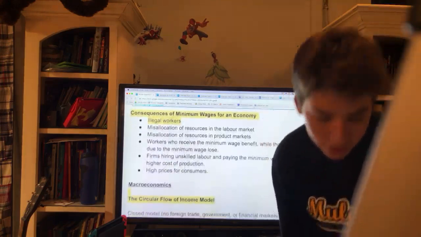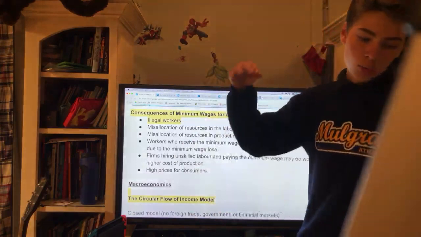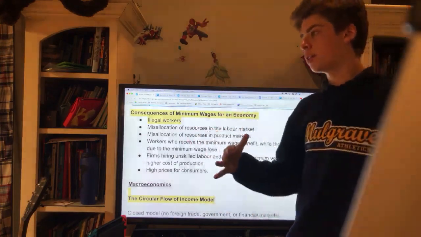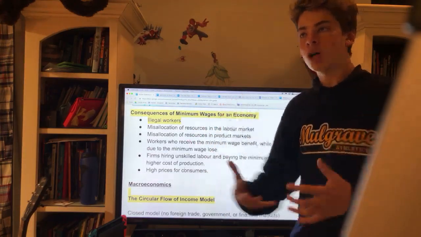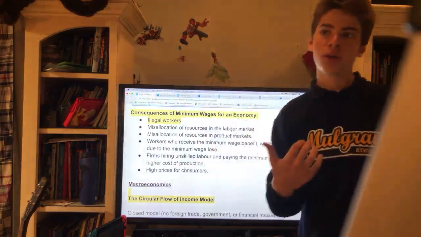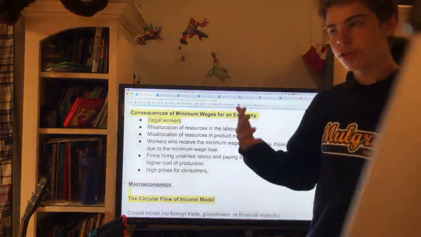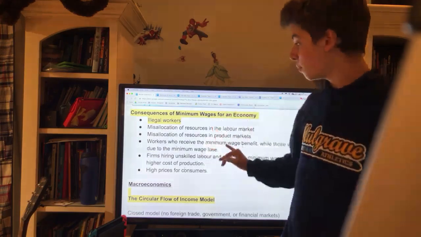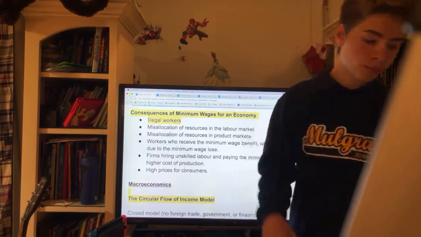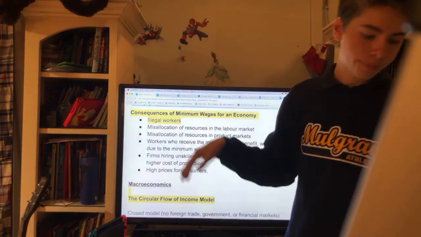Again, these are a few consequences of minimum wage. The most important one here would be the misallocation of resources in the labor market. Basically, a bunch of people who want to work but don't work, so that kind of brings down the potential of the power. However, the only good side is that the people who are working are being paid more than they normally would at a minimum wage. So it benefits them, but it doesn't benefit anyone else here.